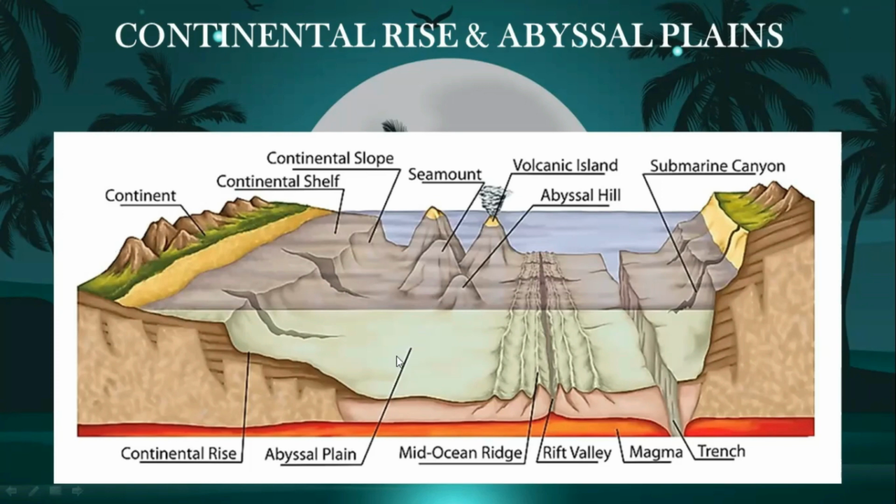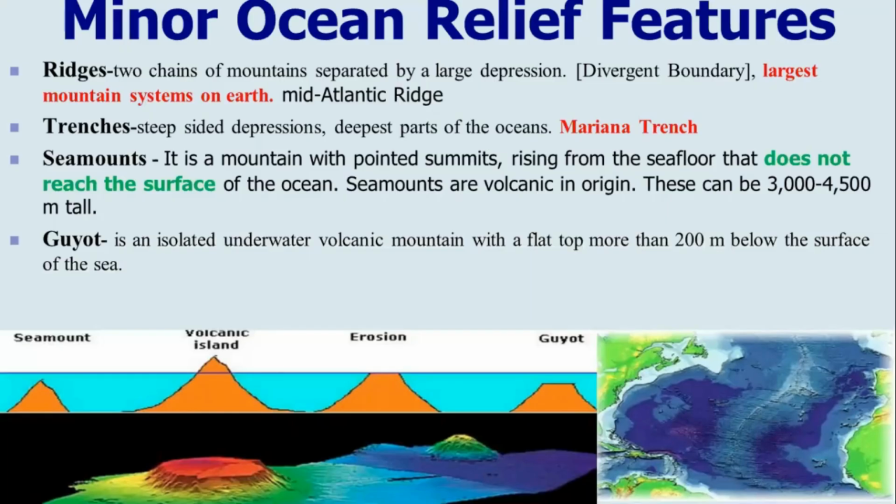And the slope gradient, as you can see from the picture over here, is quite gentle. And because it is gentle, again there is a deposition feature. Various kinds of deposits, clay, silt, sand, etc., which are brought by the rivers, are deposited over here. And on these abyssal plains, you will find some minor features also. What are the minor features? The sea mounds, the volcanic islands, the abyssal hills, coral atolls, etc. Now, next let us see the various minor ocean relief features.